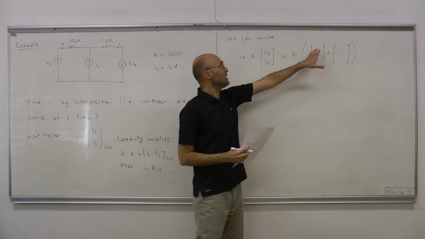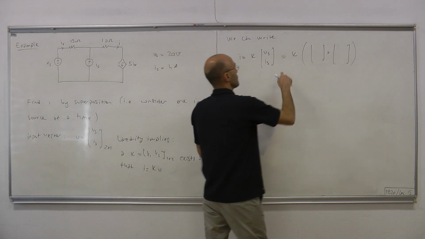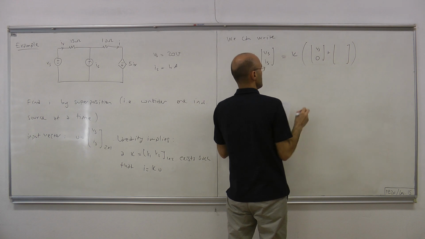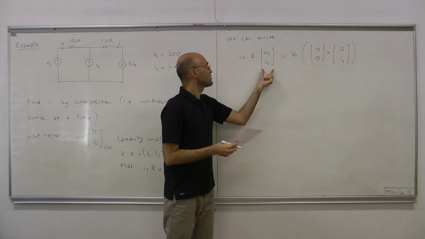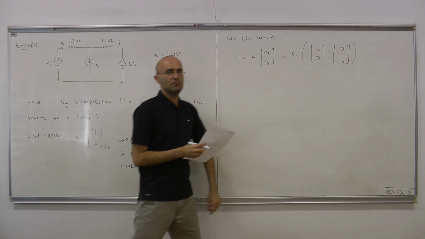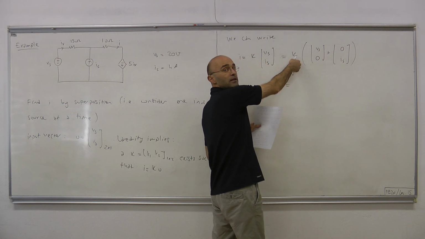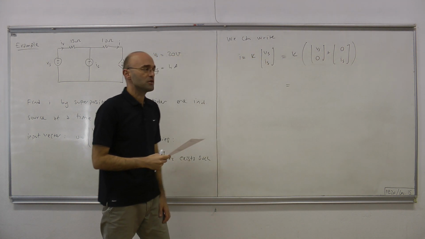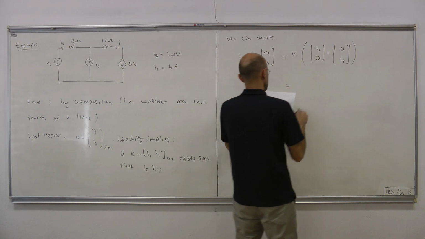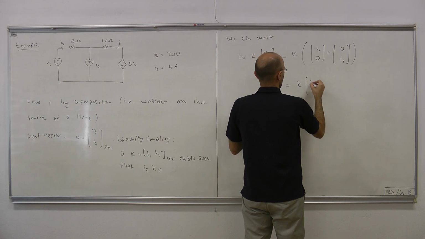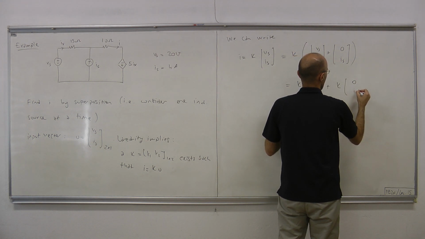Is such that only one of the entries is non-zero. For instance, this we can write as Vs0 plus 0 Is. Clearly, this plus that give us Vs, Is, the original input vector. And because this is simply matrix multiplication, we can use the distributive property, and we can write that as K times Vs0 plus K times 0 Is.